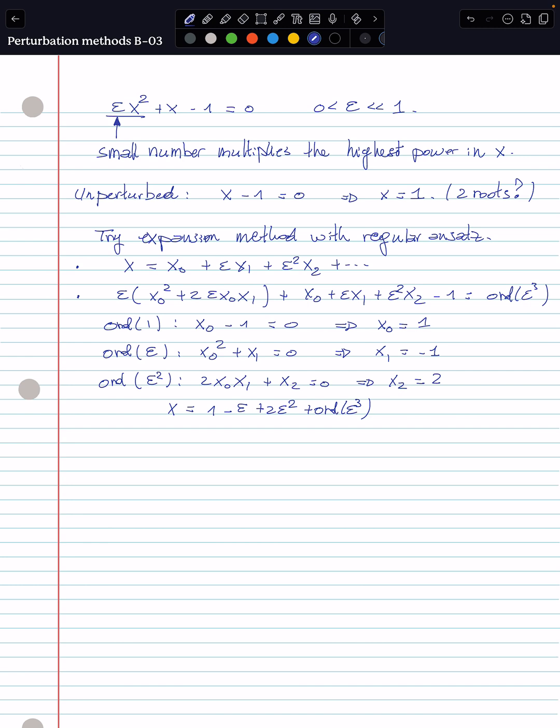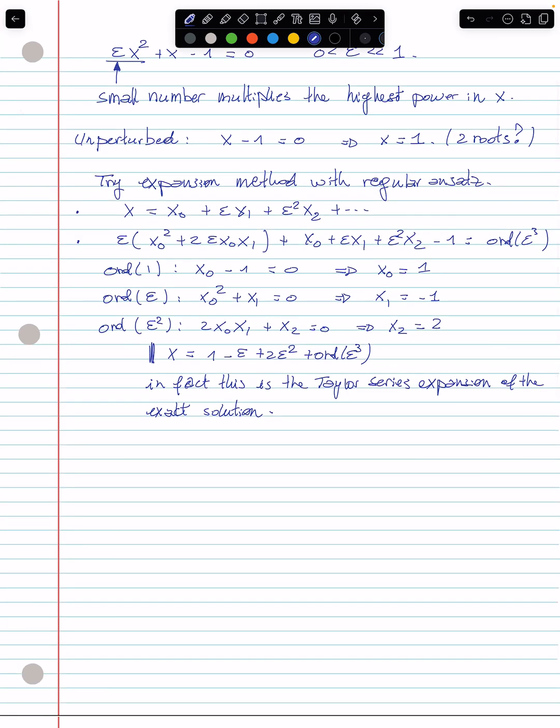I don't show it here. In fact, this is the actual Taylor series expansion of the exact solution. Okay, that I've not written here, but is something that we could write.